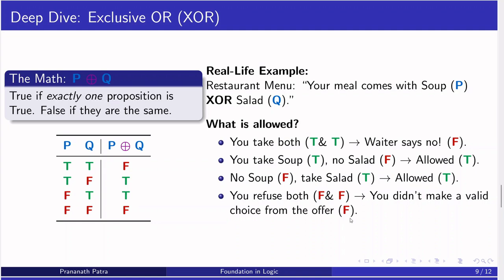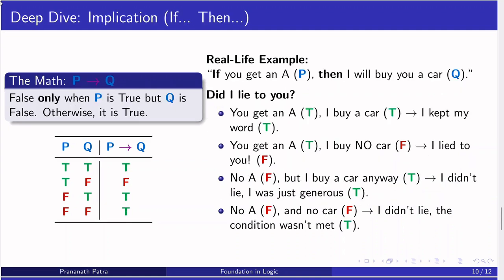Okay, here's the one that trips people up the most, implication, written as P → Q, read as if P, then Q. The rule is implication is false in only one case, when P is true and Q is false. In every other case, it's true. Let's use an example. A parent tells their child, if you get an A, then I will buy you a car. You get an A, and they buy you a car. They kept their word. True. You get an A, but they don't buy you the car. They lied to you. That's the only false case.